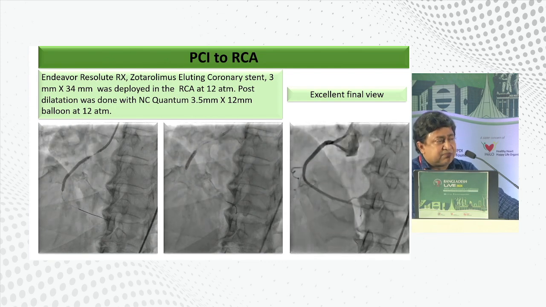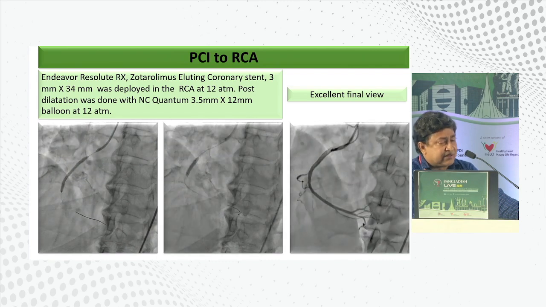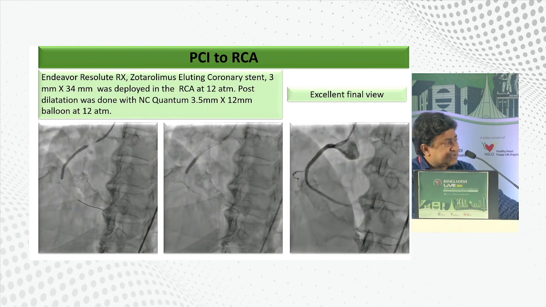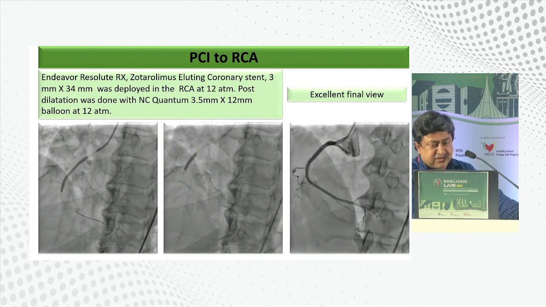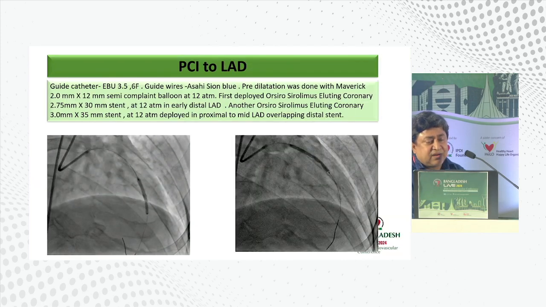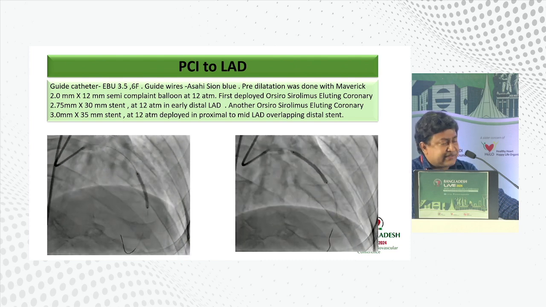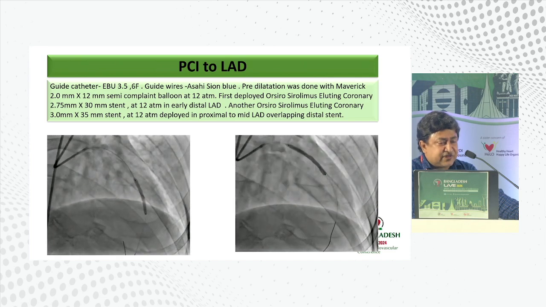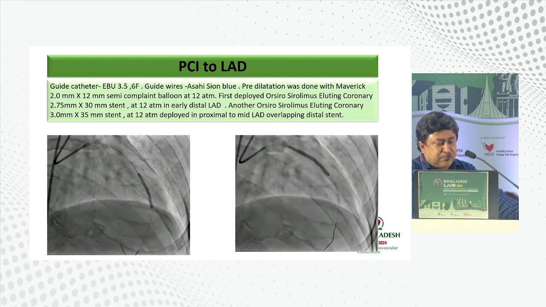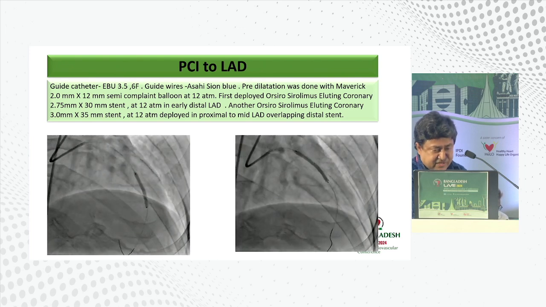First, we plan for PCI to the RCA, and a drug-eluting stent, 3 into 35 millimeter, is deployed in the RCA at 12 ATM. Subsequently we do the post dilatation with the NC balloon, and there is a final excellent result of the RCA. Next we do the PCI to the LAD. We first deploy a stent in the early distal part, 2.75 into 30 millimeter, and next another stent in the mid and proximal part, 3 into 35 millimeter. Both are deployed at 12 ATM pressure.